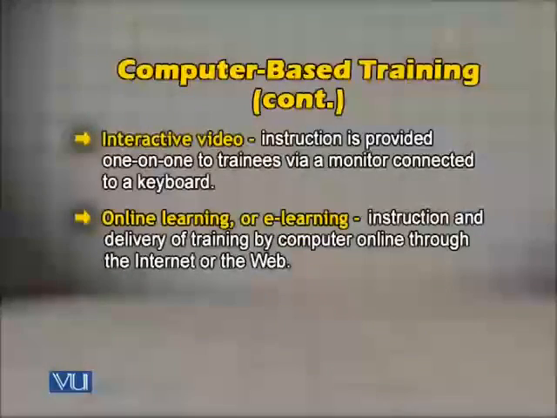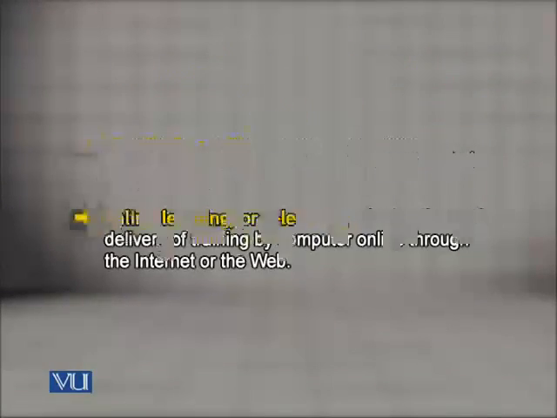That is an example of interactive video. So these are the two basic types of computer-based training method. The next type of training method that we are going to discuss, and dedicate most of our discussion today to, is online training, or e-learning, as it is called. Online learning is instruction and delivery of training by computer online through the internet or the web. So this is a training which is delivered online through the internet or the web.